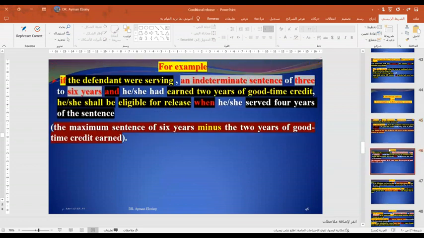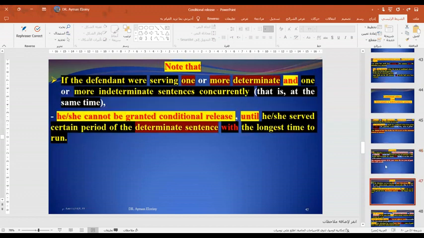For example, if the defendant were serving an indeterminate sentence of 3 to 6 years مثلا, he or she had earned 2 years of good time credit. He or she shall be eligible for release when he served for 4 years, for example, of sentence. The maximum sentence of 6 years minus the 2 years of good time credit earned.